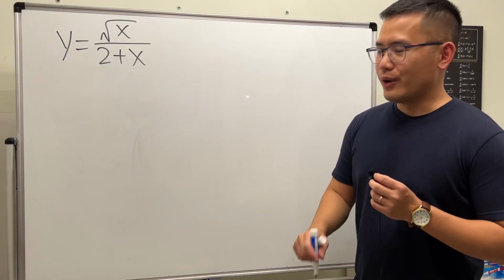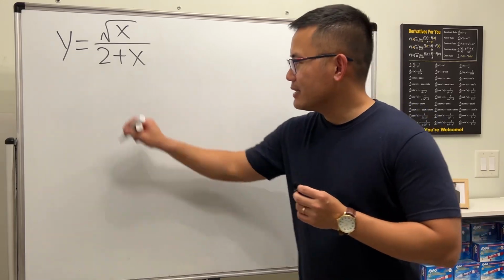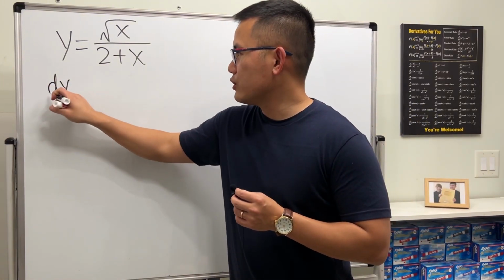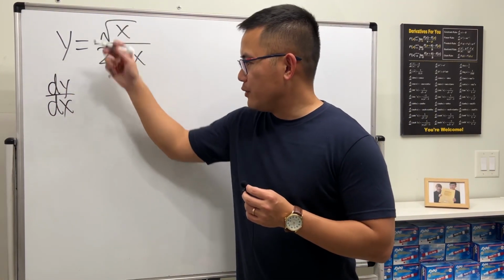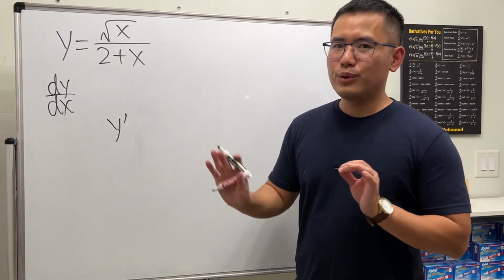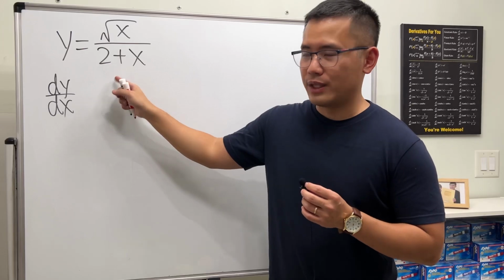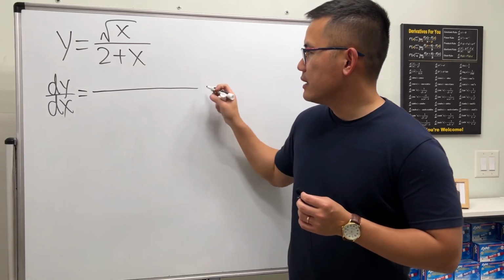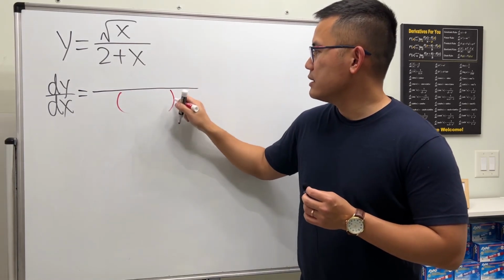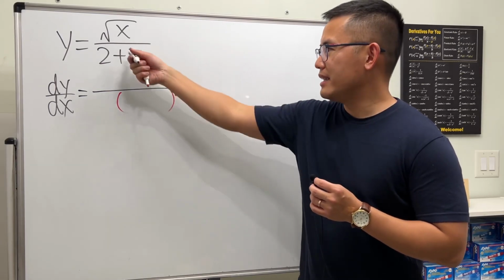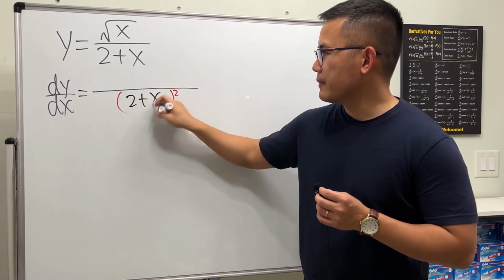And to do so, I will first tell you, let's just write down the dy dx notation for the derivative. But if you want to put down y prime, that's totally okay. And we are going to square the bottom right away. So we have parentheses, that squared, and the inside is 2 plus x.